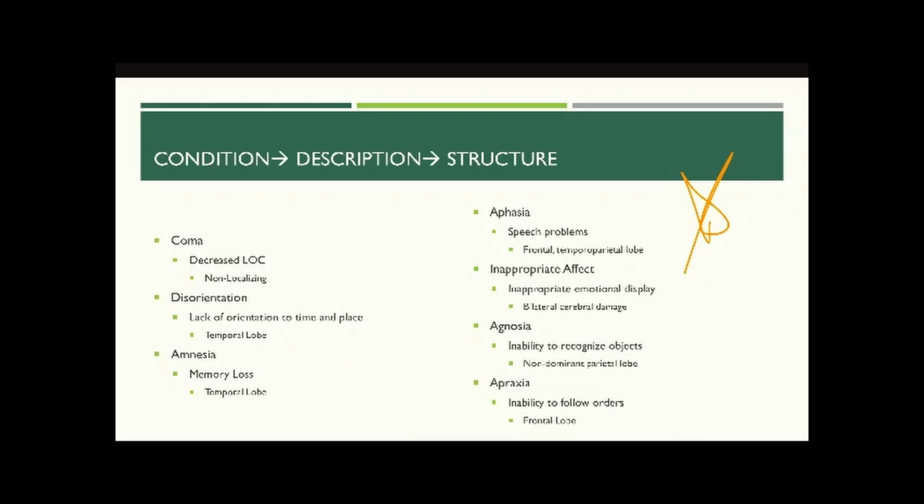But disorientation, what's going on? Amnesia, memory loss, temporal lobe. So again, if they're coming in with these problems, have memory problems, temporal lobe may be the problem. Aphasia, speech problems. This could be the frontal. If it's the frontal, what kind of speech are we talking about? Is it having problem getting the words out or comprehension? Why the words out?